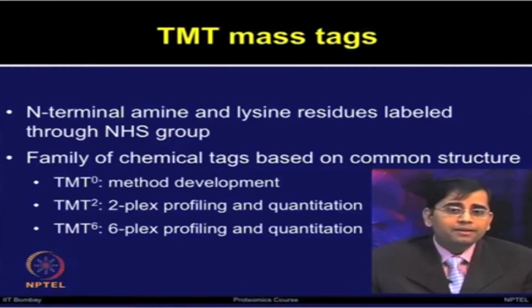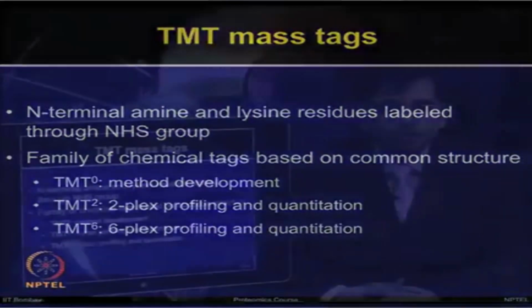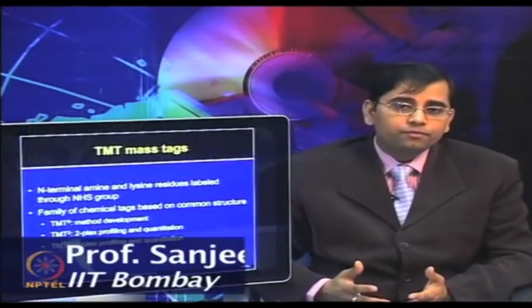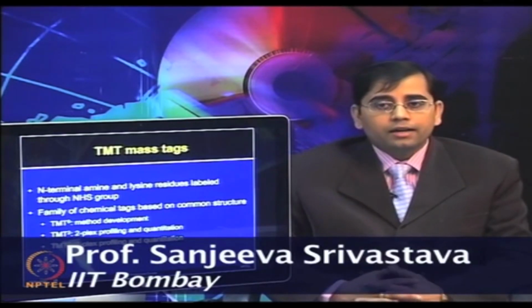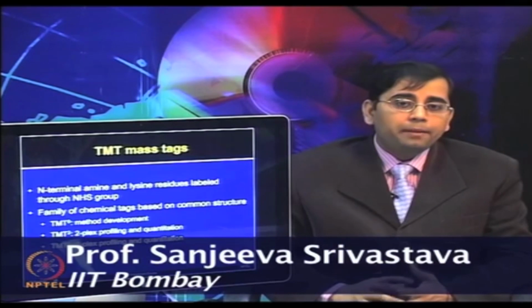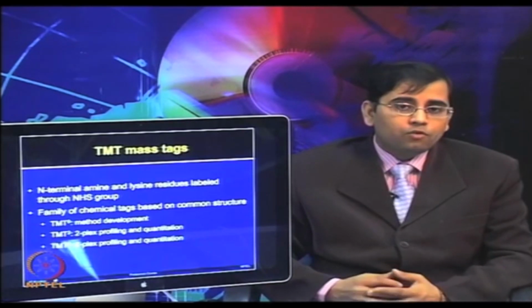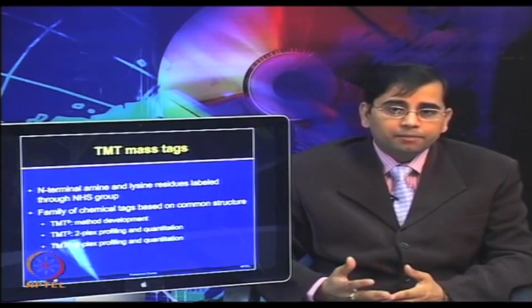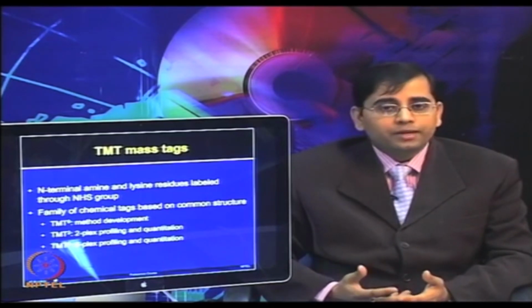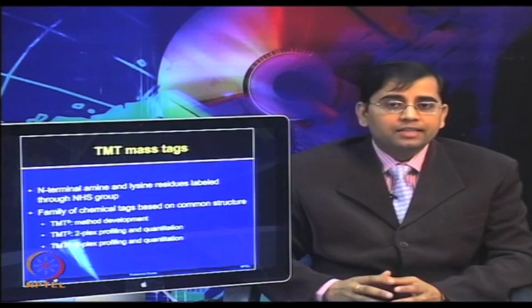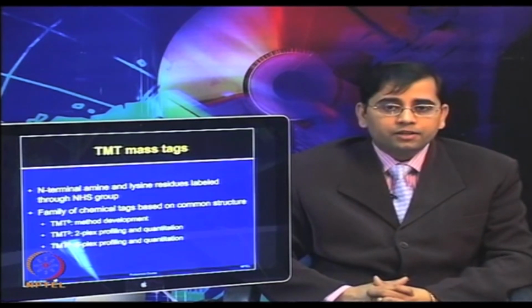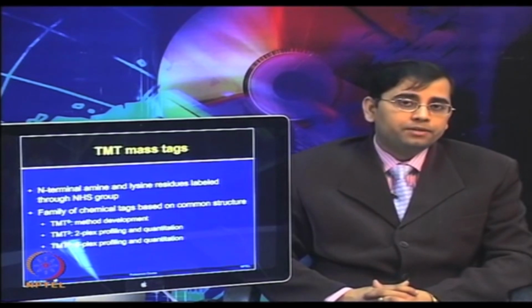There is a family of chemical tags which are based on common structures. The series of TMT tags available are TMT 0, TMT 2-plex, TMT 6-plex. These TMTs are an innovative set of isobaric mass tags for labeling proteins and peptides at amine functions, and mixing of up to 6 different protein samples is possible. The duplex and 6-plex TMT labels differ by the number of isotopic substitutions. The TMT 0 is a non-isotopically substituted structure that has been produced only for method development.